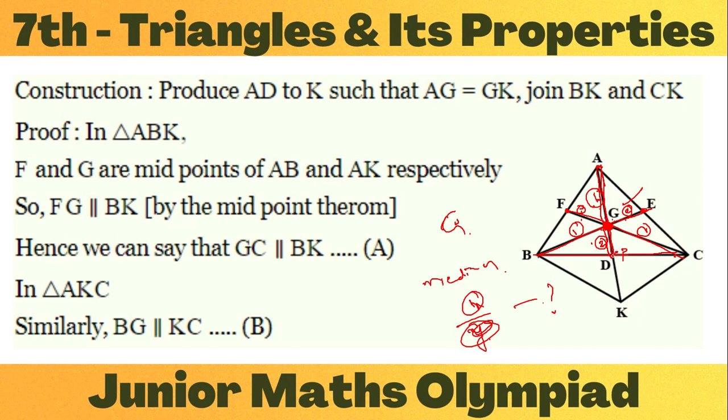Whatever this AD part is there, we have to extend up to K such that AG equal to GK. With that measurement, we have to extend the line AD. After that, we have to join BK and CK. Now, we will get a triangle ABK here.